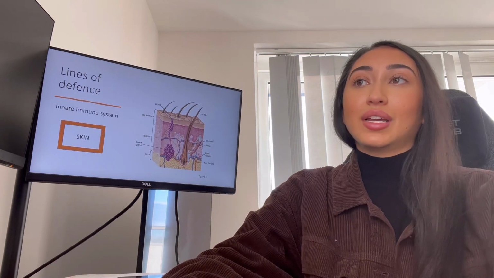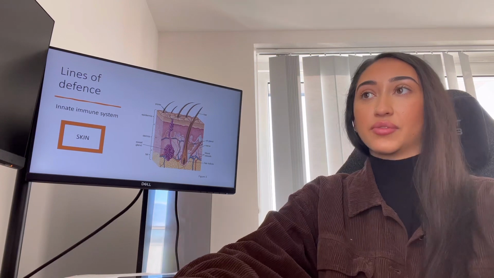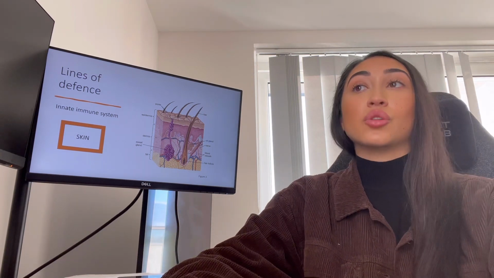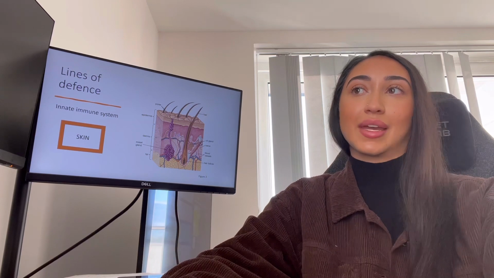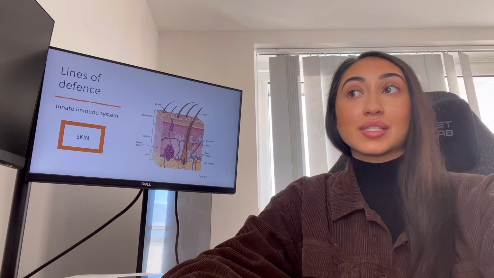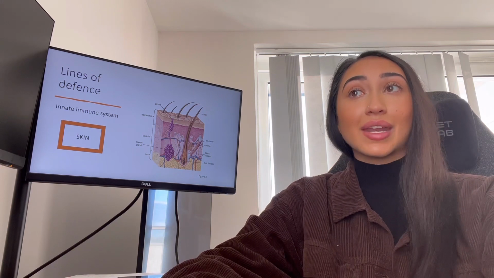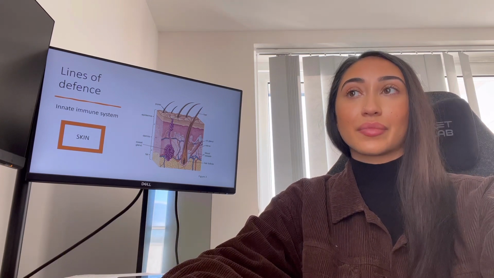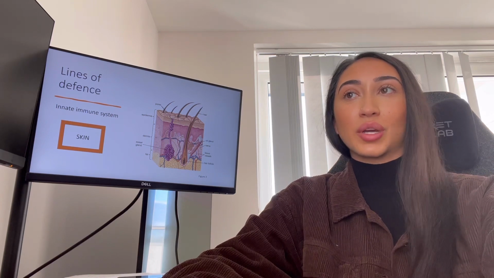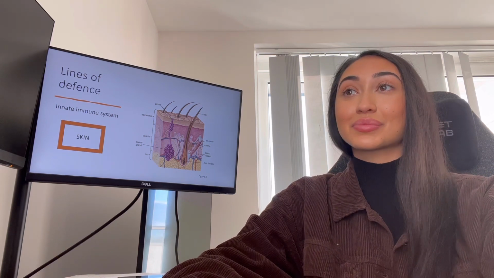The body has 3 lines of defense to protect our cells from infection. Innate immunity provides immediate non-specific defense responses against bacteria and tissue damage. The mechanism prevents pathogens from entering the body and eliminates invaders. The most prominent physical barrier of defense comes from the largest organ in the body, the skin.